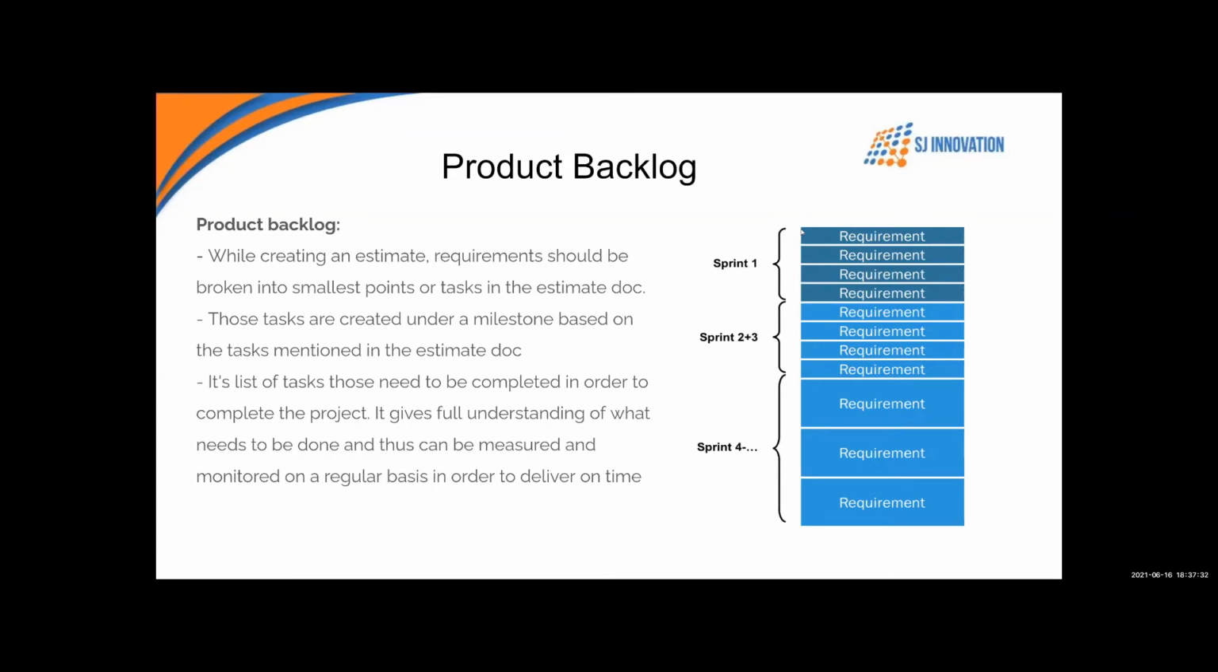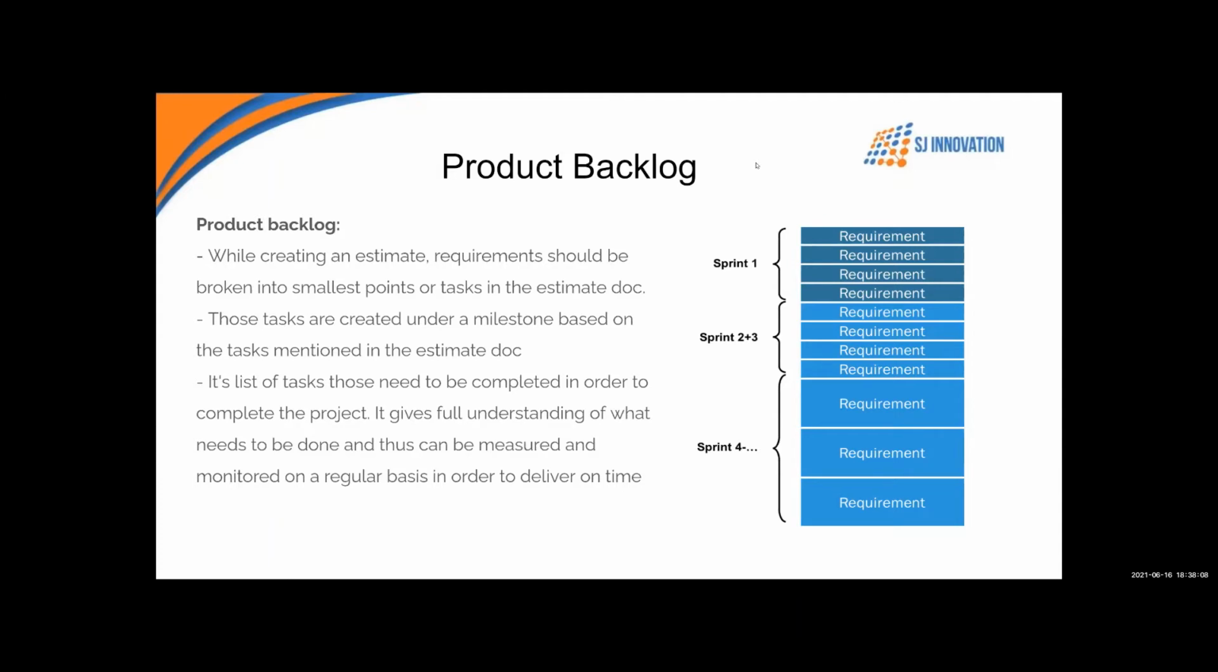The third one says it's a list of tasks that need to be completed in order to complete the project. It gives a full understanding of what needs to be done, so it can be measured and monitored on a regular basis in order to deliver on time. Like my colleague Saidul said, we need to agree on the timeline at the very beginning. If we fail on a few tasks, it will eventually push back all the other tasks that we plan for the following sprint or milestones. So we need to be very careful to finish each task on time.